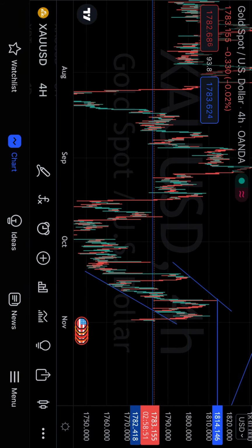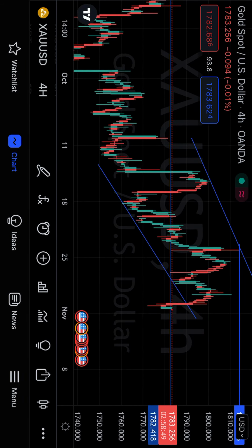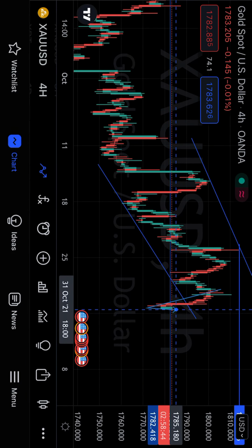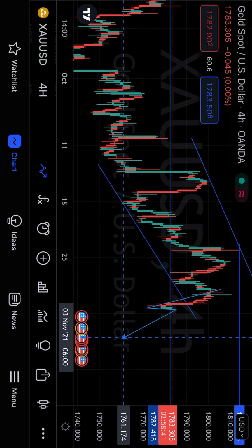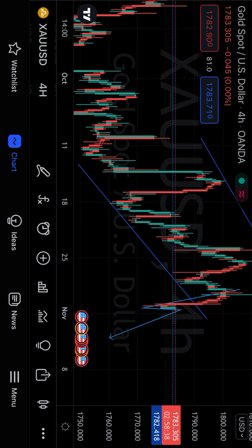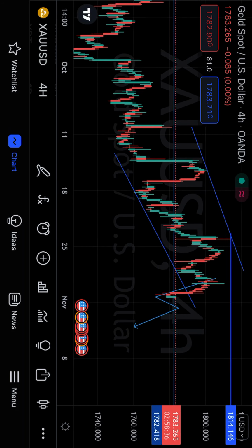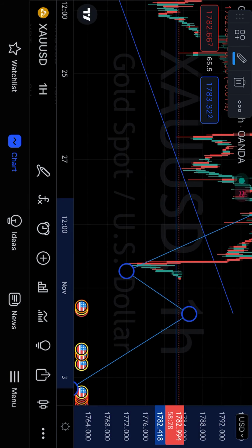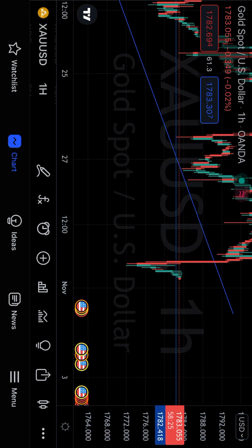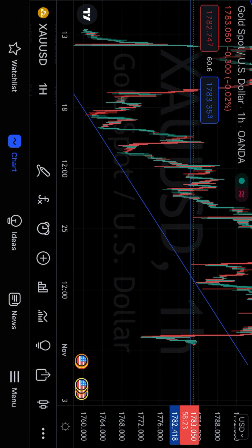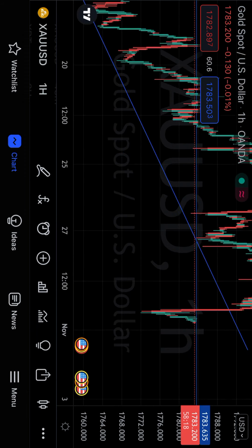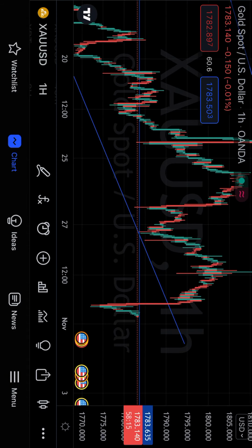Then this is a breakout retest, right? So I should be selling this market from here. I should be selling gold from this point. I'm looking for selling opportunities on gold from this key level point, right?